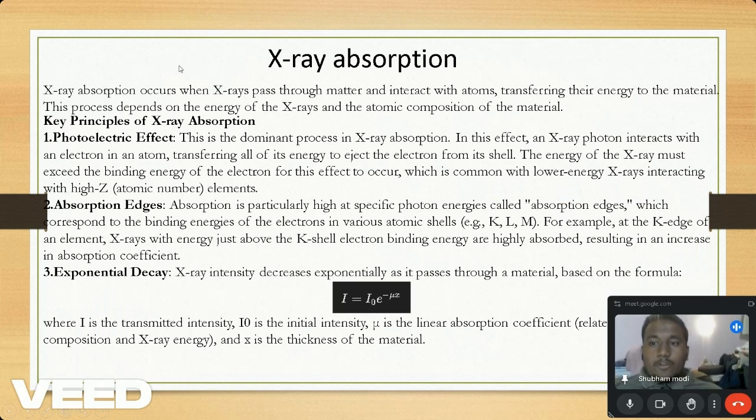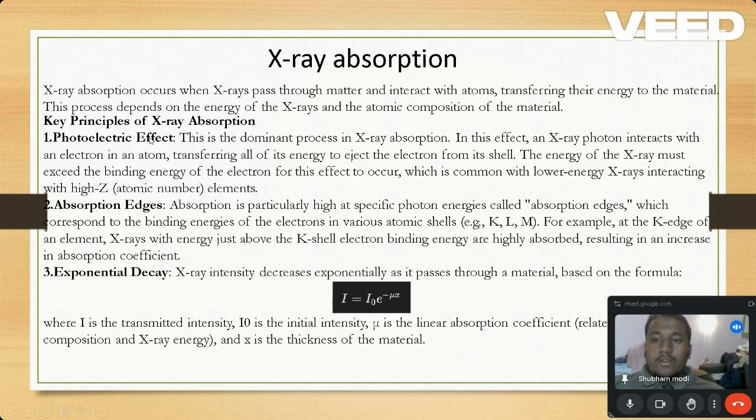For the X-ray absorption, X-ray absorption occurs when X-rays pass through matter and interact with atoms, transferring their energy to the material. Key principles of X-ray absorption are totally dependent on the photoelectric effect, which is the main phenomenon required for X-ray absorption. In this effect, an X-ray photon interacts with an electron in an atom, transferring all its energy to eject the electron from its shell.